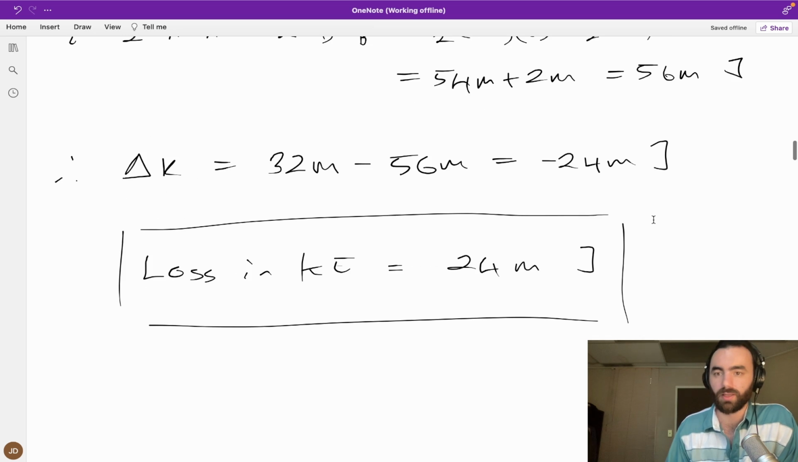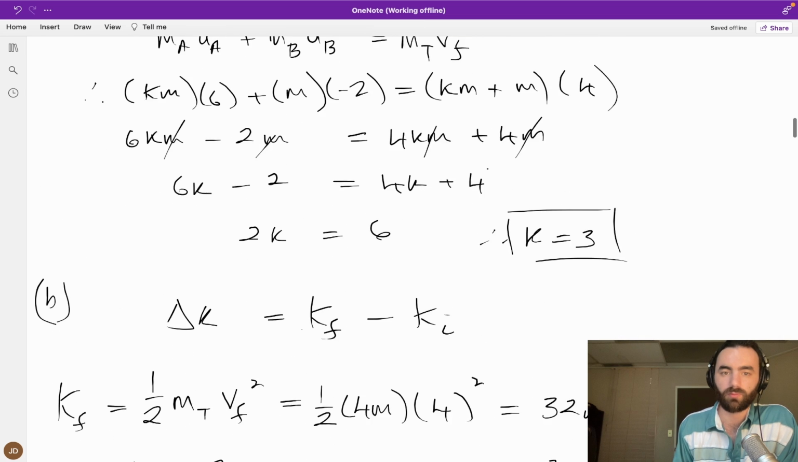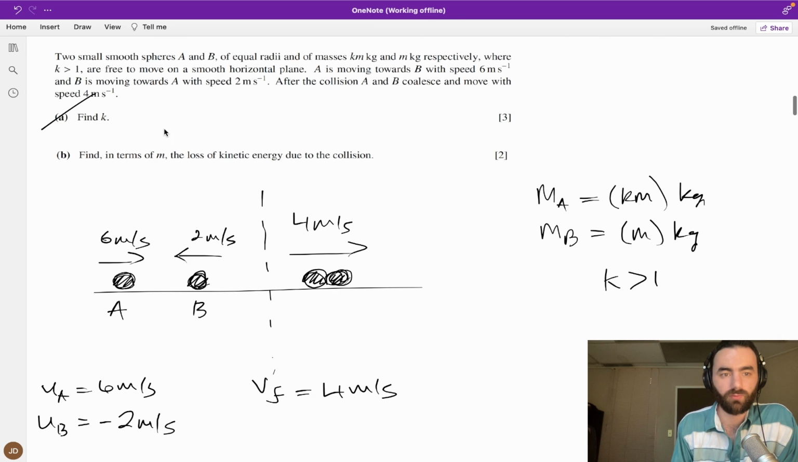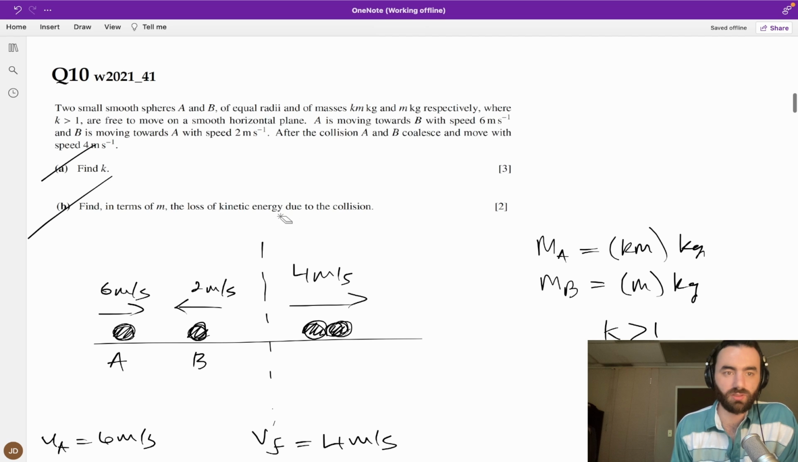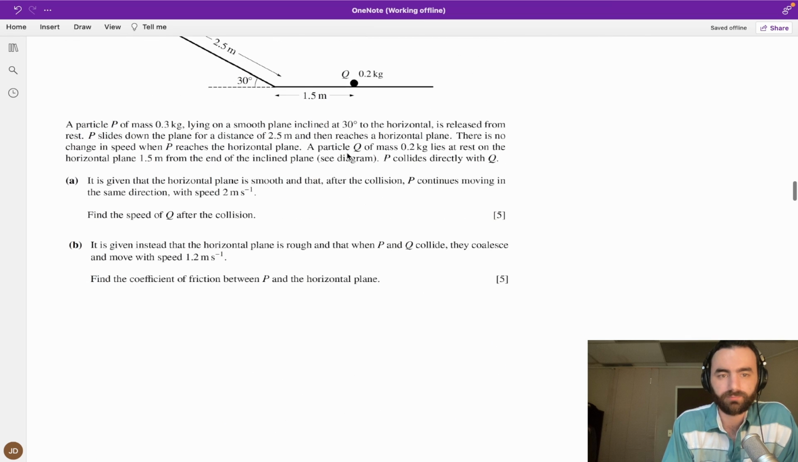Right, it's changing negative, so it's losing 24. If it was positive, then it's gaining 24. But in a collision, it'll never be positive. Okay, cool. So it's similar to the first question, but now we've got some m's and k's, so it spices it up a little bit, but you're not doing anything different.